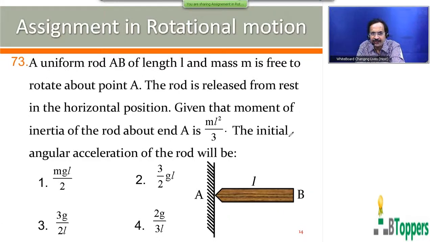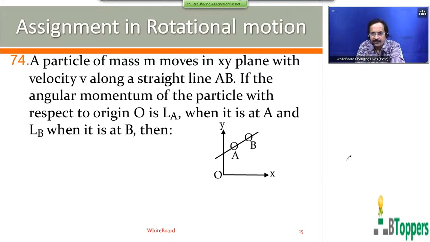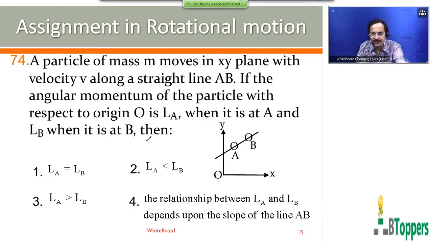So I am going to show the next question on screen. See the question number 74. A particle of mass M moves in the XY plane with velocity v along straight line AB. The angular momentum of the particle with respect to origin O is LA when it is at A and LB when it is at B. Then, as shown in the options on screen. Come on, take a pause and finish trying this question.